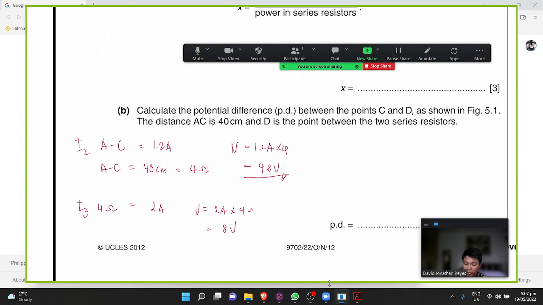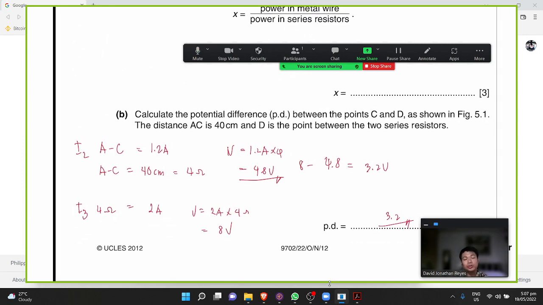Subtract the two values: 8 minus 4.8, and you will have 3.2 volts. So this is now your answer for this question. This is how you use your Kirchhoff's laws.